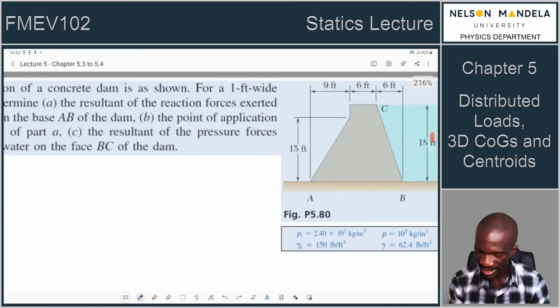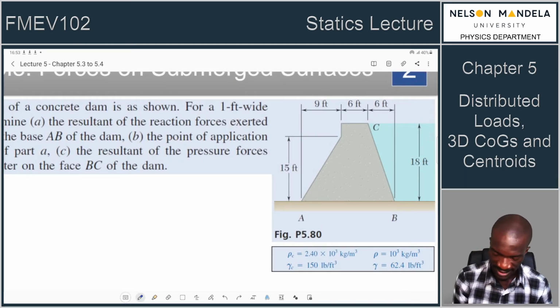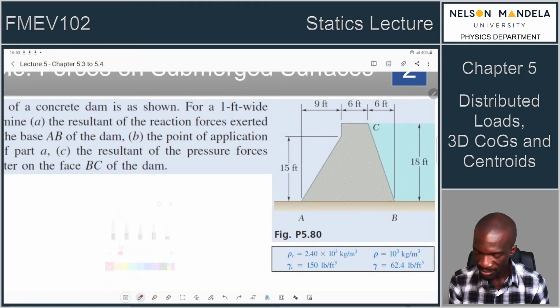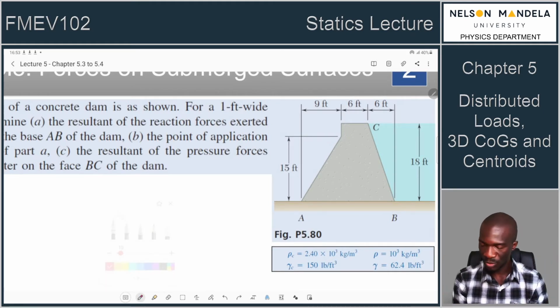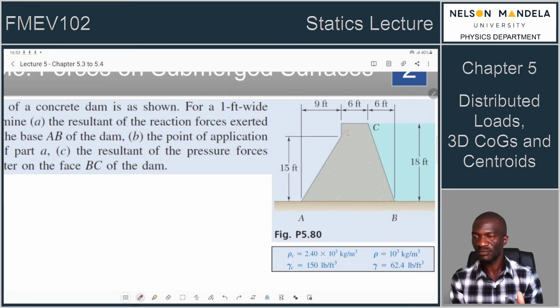Right, so let's analyze our dam. Because of space, I will annotate the existing diagram. Now, let's analyze our dam. How many pieces of material do we have? We want to find the resultant, by the way.